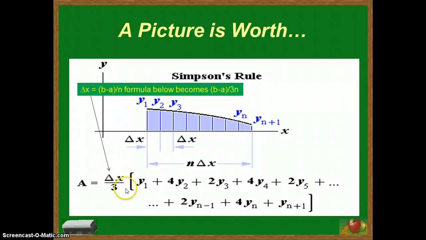Delta x, being b minus a over n, over 3 times y1 plus 4 times y2 plus 2 times y3 plus 4y4 plus 2y5, and so on, all the way into the last y, which has no coefficient. So the coefficients go 4, 2, 4 in the middle. First y has no coefficient, last y has no coefficient. Okay?